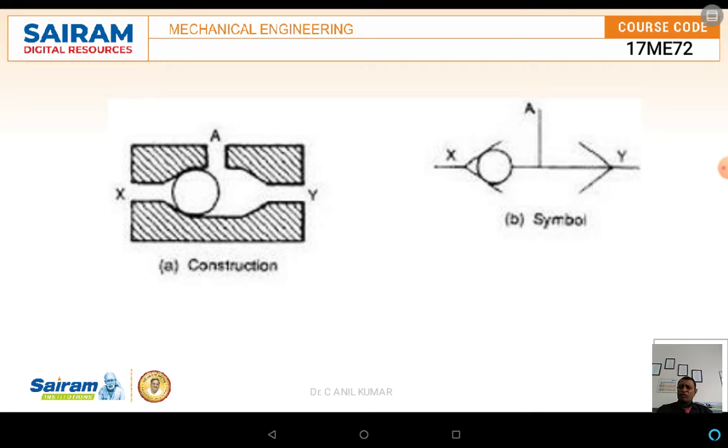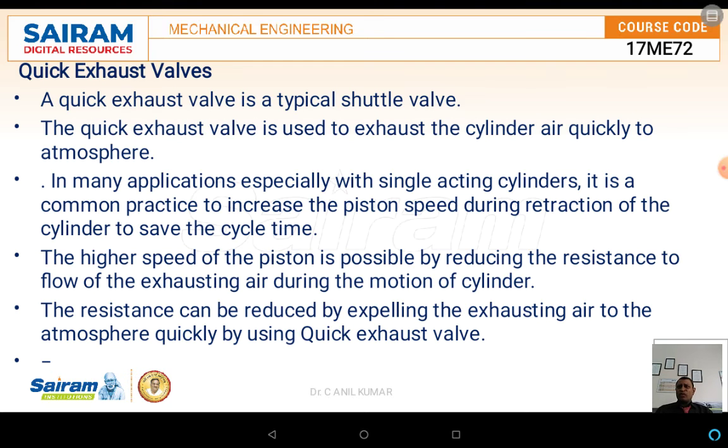The next we are discussing is the quick exhaust valve. These valves, which we are discussing now, we did not discuss in the case of hydraulics. As the name itself suggests, a quick exhaust valve is used to exhaust the cylinder air quickly to the atmosphere.